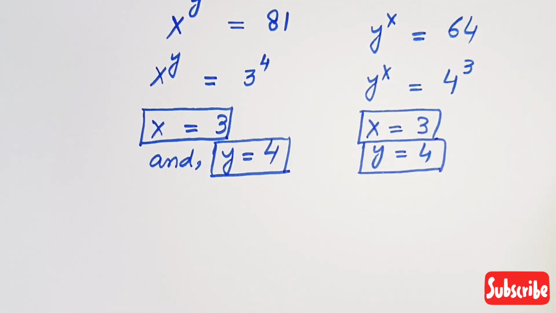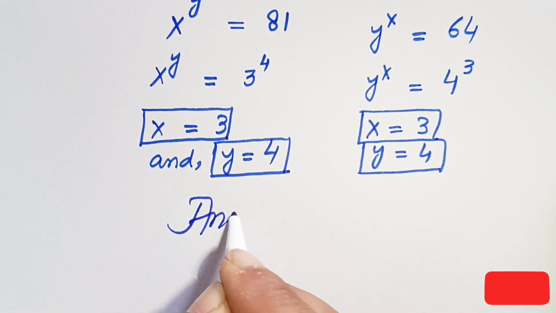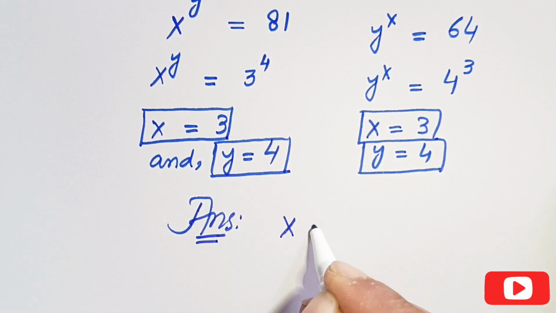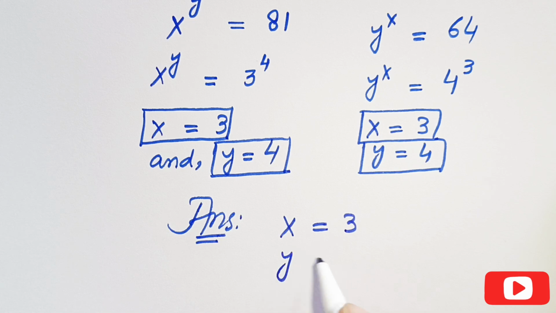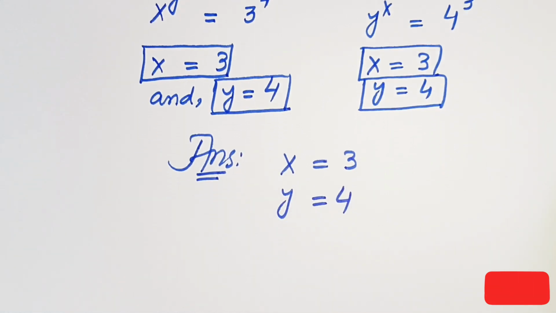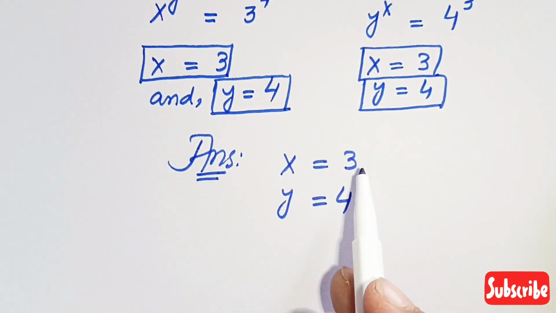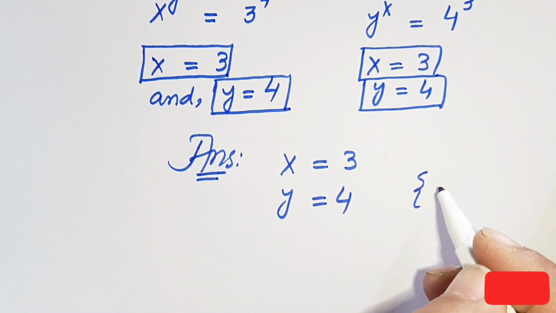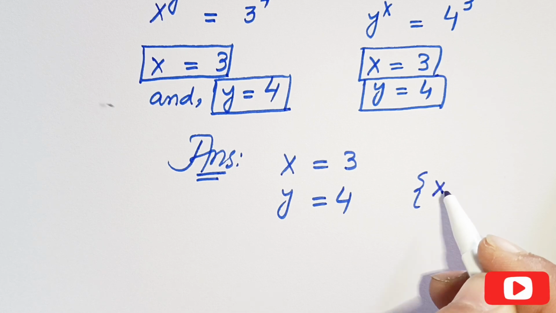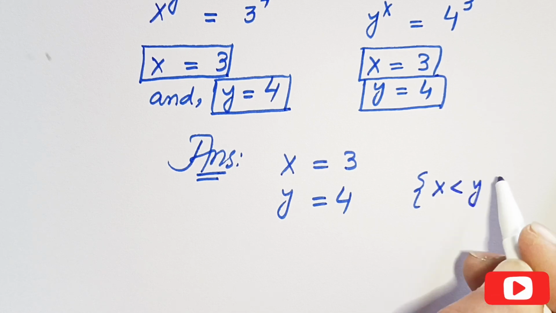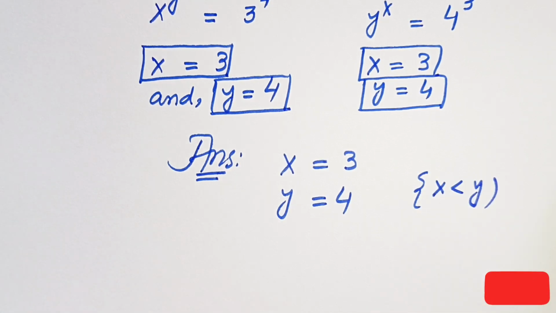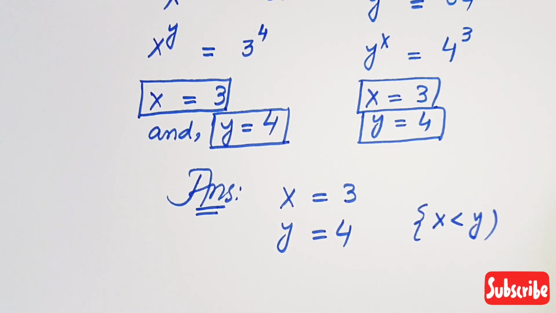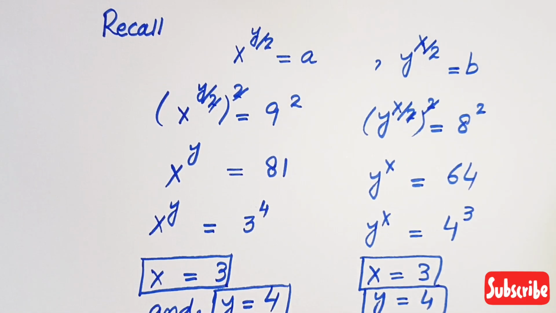Now our final answer is: the value of x is 3 and the value of y is 4. Here we see that the value of x, which is 3, is less than the value of y, which is 4. So we have shown that x is also less than y. Now we are going to check our entire solution step by step.